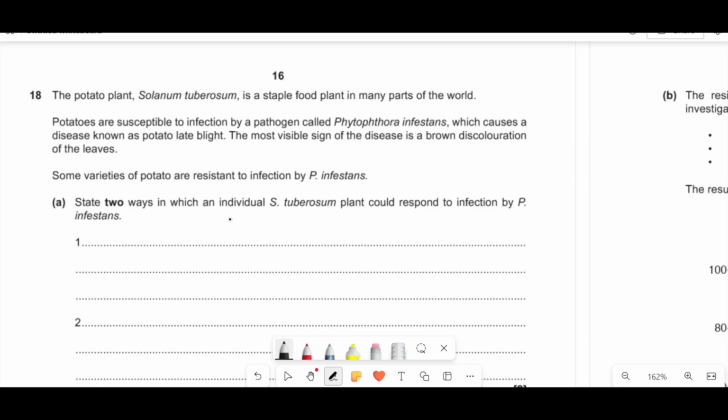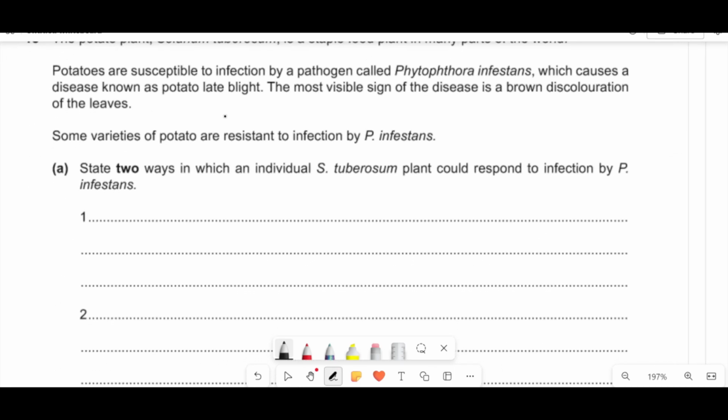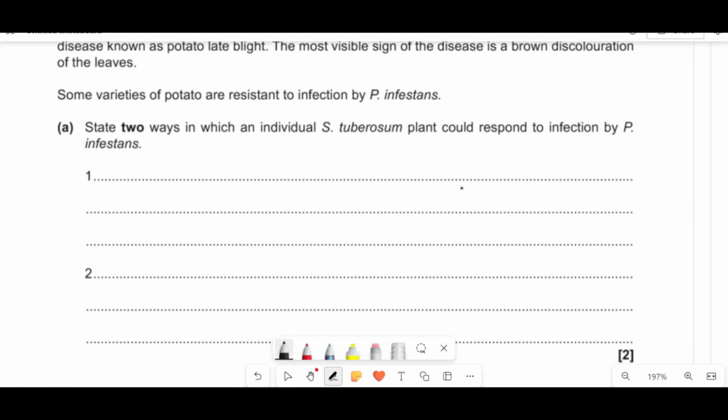So the potato plant is a staple food in many parts of the world, and potatoes are susceptible to infection by a pathogen which causes a disease known as potato late blight. The most visible sign of this is brown discoloration of the leaves. Some varieties of potatoes are resistant to infection. Suggest two ways in which an individual plant could respond to an infection. So number one is, it can make callose, which is a physical barrier.